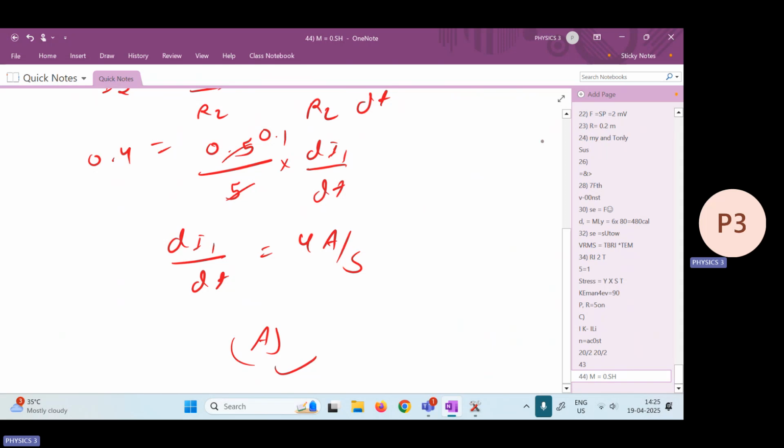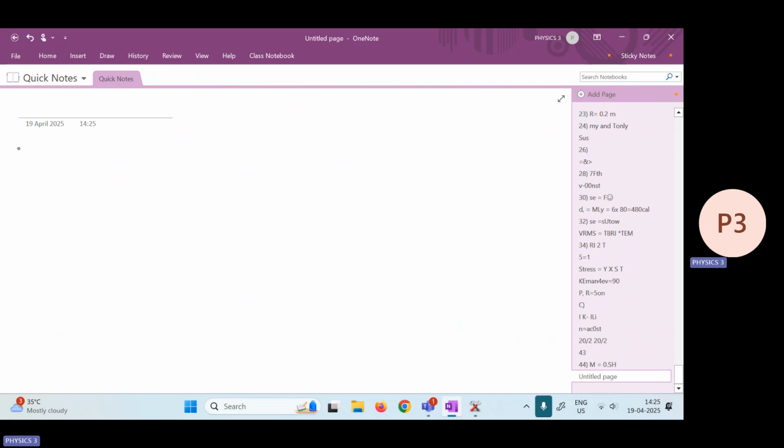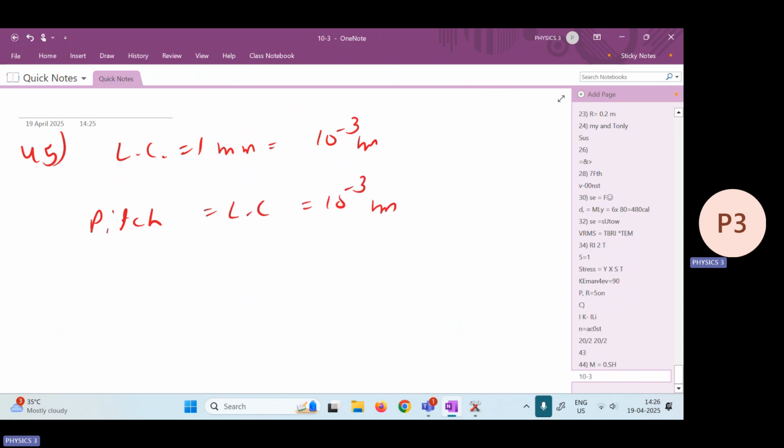Okay. Now let's go to the next question, the 45th question. In the 45th question, we are given that the least count of the main scale of a screw gauge is 1 mm, right? So that will be 10 to the power minus 3 meter. The minimum number of divisions on its circular scale required to measure 5 micrometer diameter of a wire is, so which we know is equal to the least count, which is 10 to the power minus 3 meter.